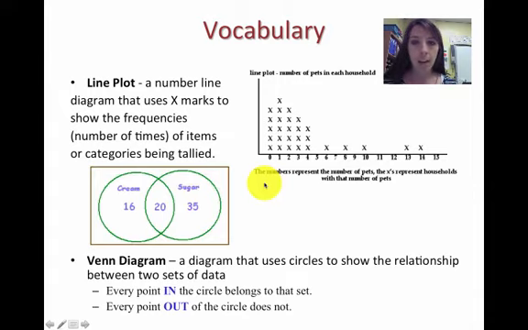Alright, and then Venn diagrams are the second thing we're talking about. A Venn diagram is a diagram that uses circles to show the relationship between two sets of data. Every point that's inside of the circle belongs to this set, and every point that is outside of the circle does not belong to this set.